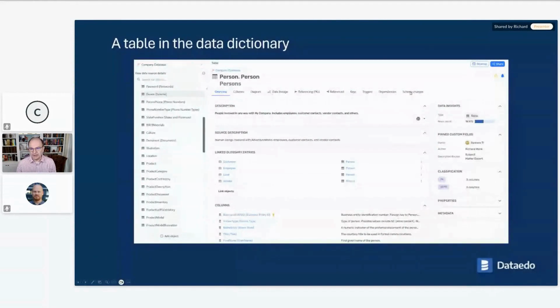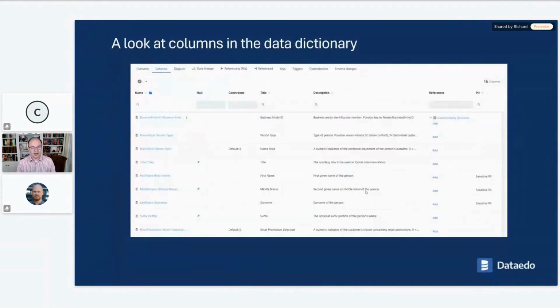Other things that are available here on different tabs, a relationships diagram, data lineage showing the flow of data through the system, foreign key relationships, primary keys are defined. All of these things and others are all part of this dictionary, as I mentioned, different aspects.